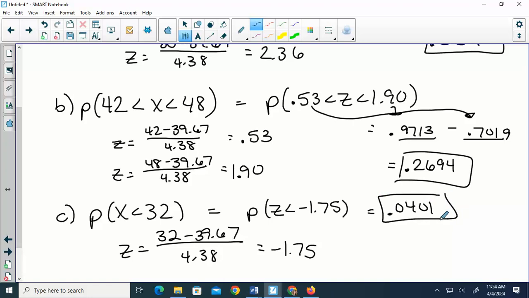Right, so common theme here. If we can assume it's normal, or if they tell us it's normal, then we can use the mean and standard deviation to get our Z value, and then look up our probabilities from the table.